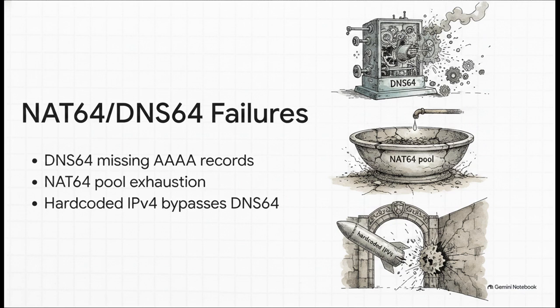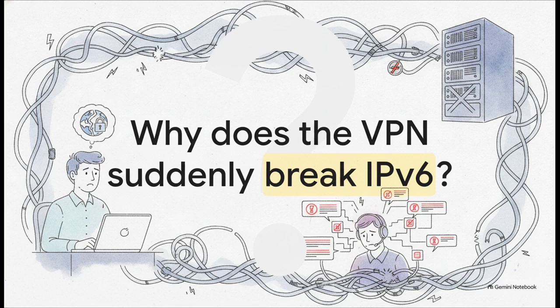But you know what the worst failure is? Applications that unwisely use hard-coded IPv4 literals. If a legacy app tries to connect directly to 1.2.3.4, it completely bypasses DNS64 entirely and just shatters the connection right there. Which brings us to a massive, massive headache for help desks everywhere. Why on earth does connecting to the corporate VPN suddenly shatter a remote worker's local IPv6 access? From the user's perspective, it just feels entirely random.